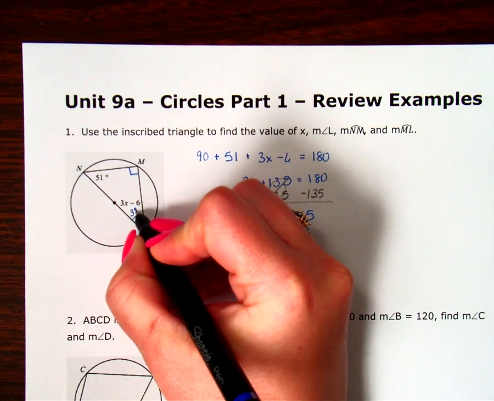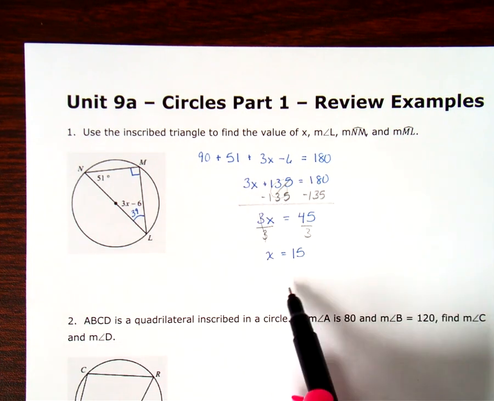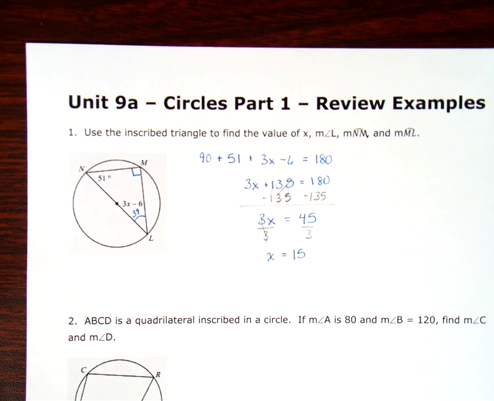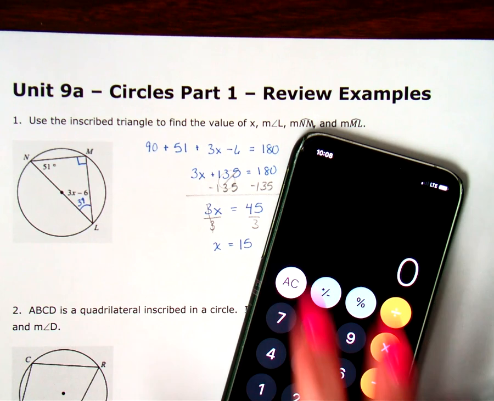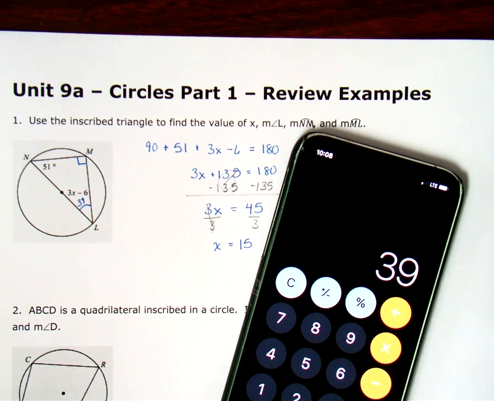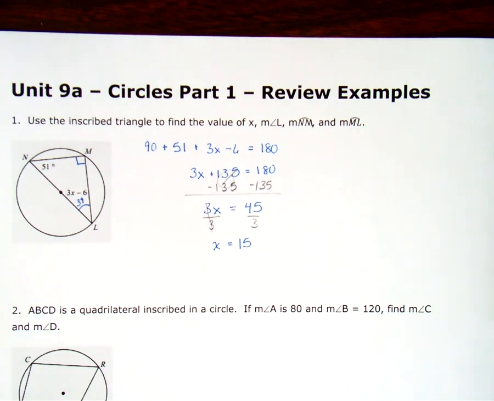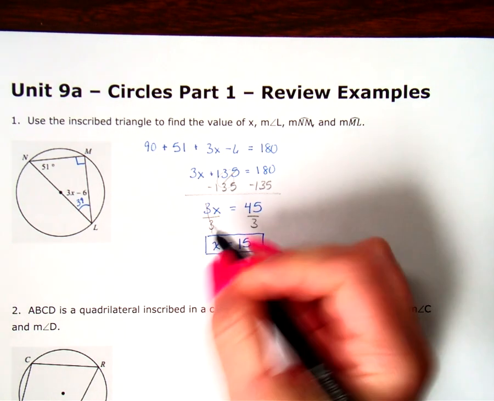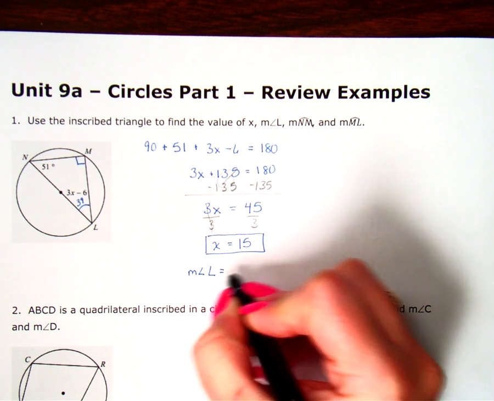So I actually could have done that first and then just set this equal to 39 instead of adding all three together equaling 39. Then if I want to check that, since I already found x was 15, I could do 3 times 15 minus 6. And notice I also get 39. Okay, so I can feel confident that x is 15 and the measure of angle L equals 39 degrees.